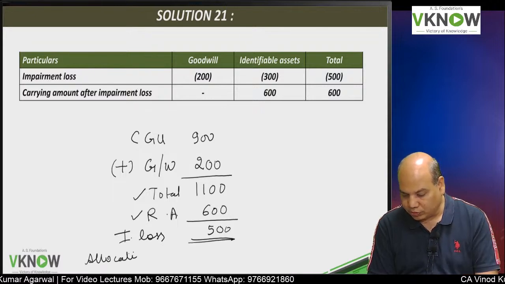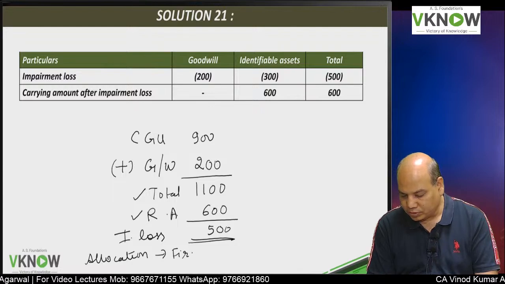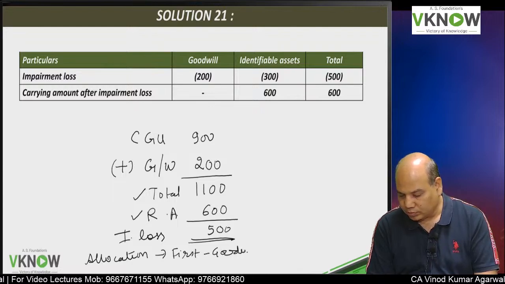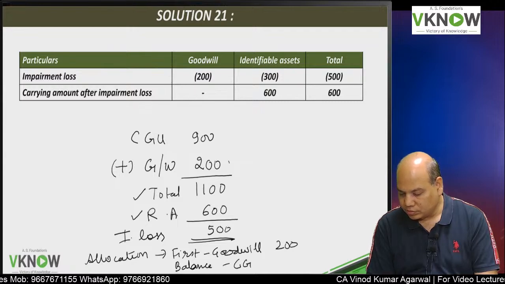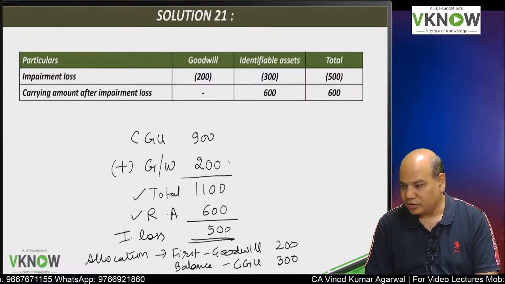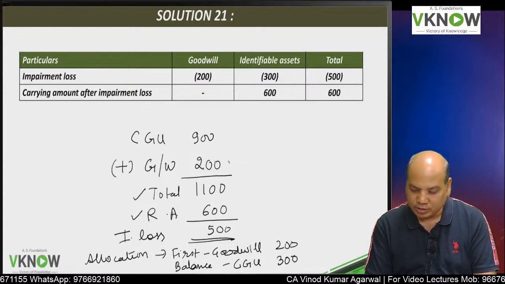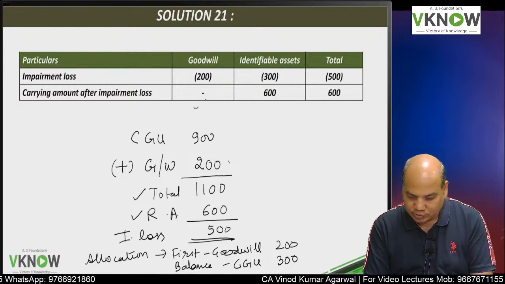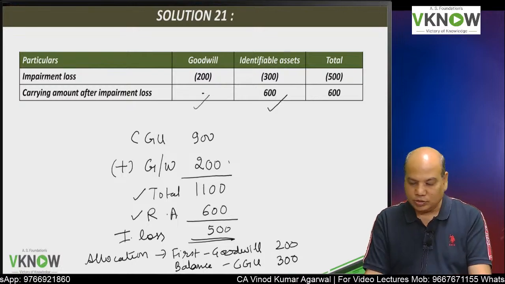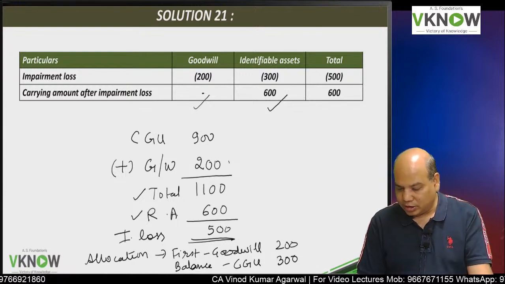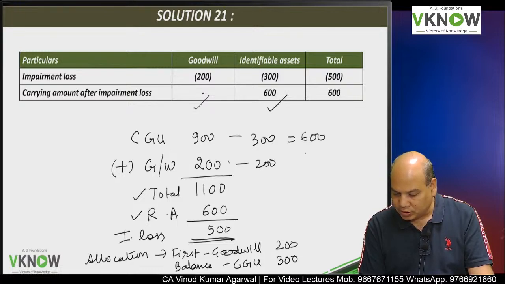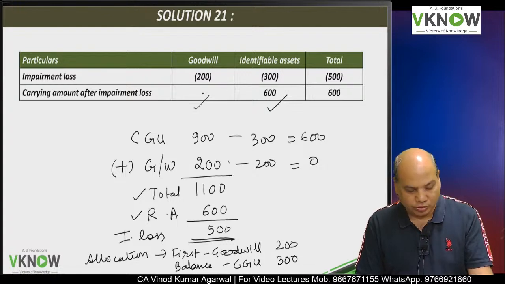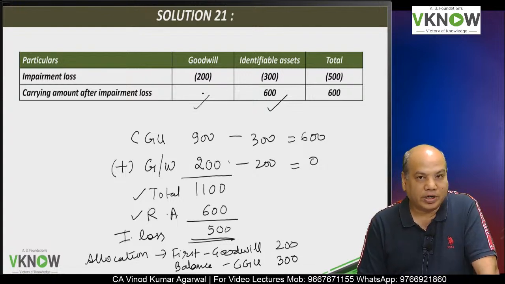Allocation of impairment loss: first goodwill, which is 200, and balance towards CGU, that is 300. After providing impairment loss, goodwill will become 0 and the assets carrying amount will be 600. 900 minus 300, so assets will become 600, goodwill will become 0. This is how impairment loss will be provided.